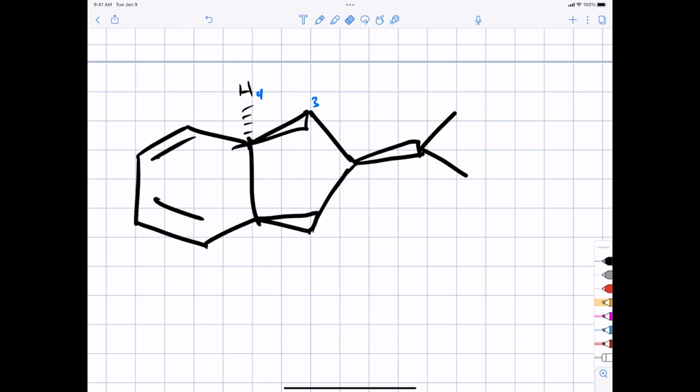There is a plane of symmetry in the molecule, but that doesn't mean you can't assign stereocenters. So what did you come up with for R versus S? You couldn't do it? Okay. That's all right.